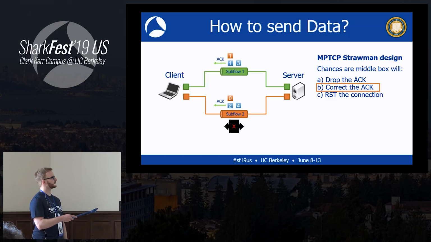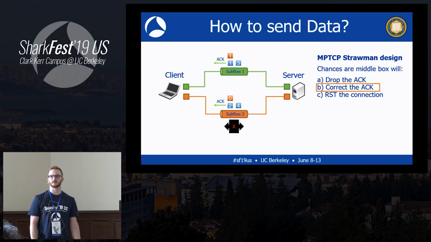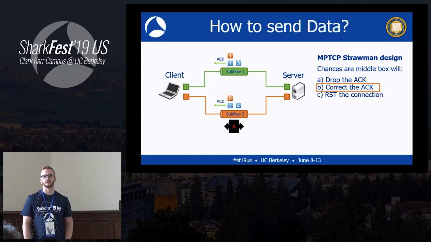So that means, from the client's perspective, I'm now getting back an acknowledgement on data 0 and 1, and this doesn't make any sense to me at all. So this will actually break the multipath TCP session right there. And the only option for the client here in this case is to fall back on regular TCP.